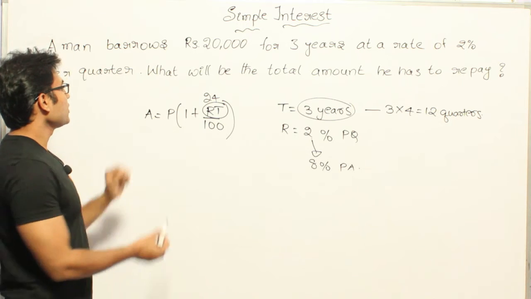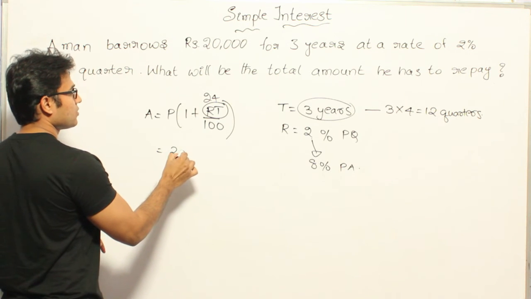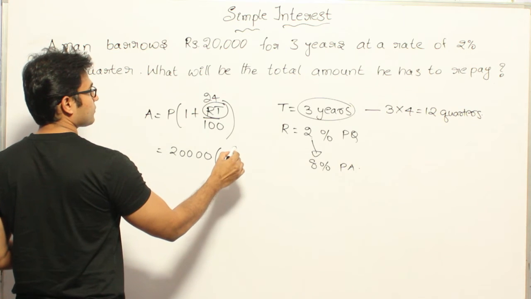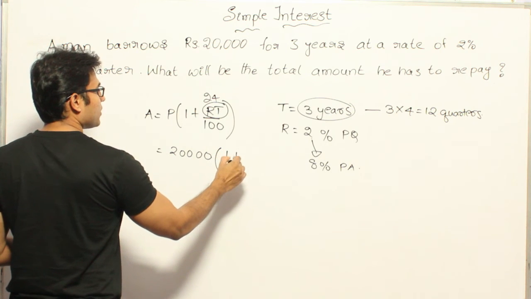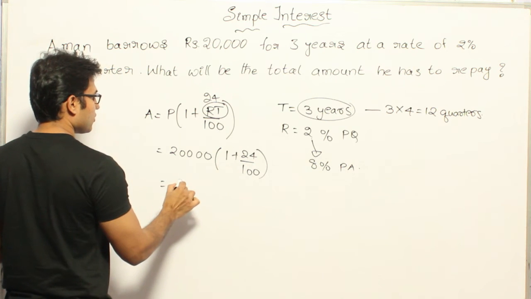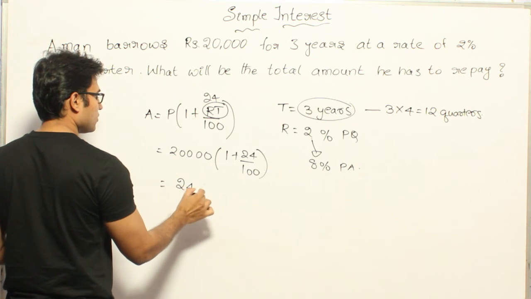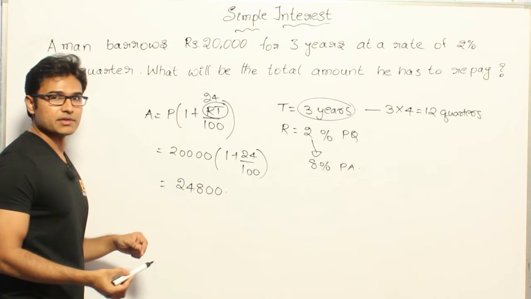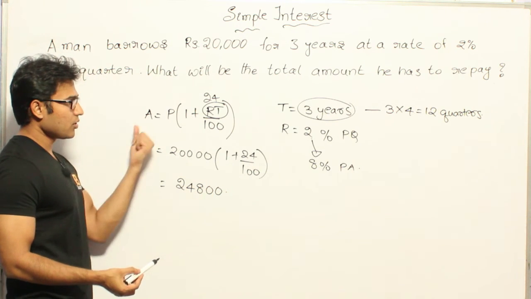Got it? Now what is it? P is 20,000 into 1 plus 24 by 100. Now you are going to get 24,800 as the answer. Okay, so this is the amount you are going to get.